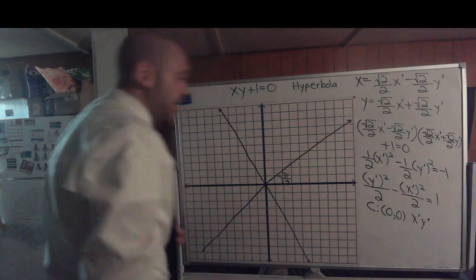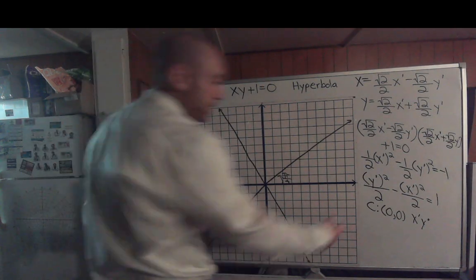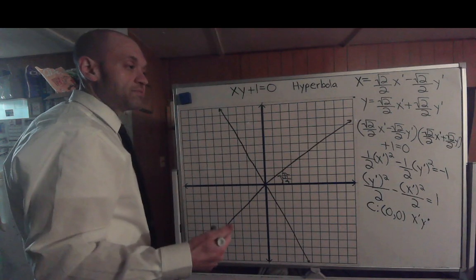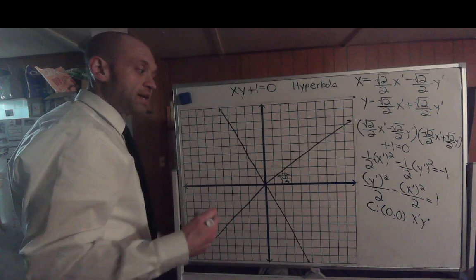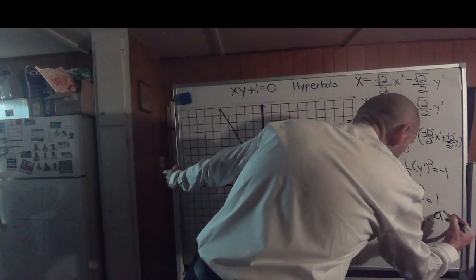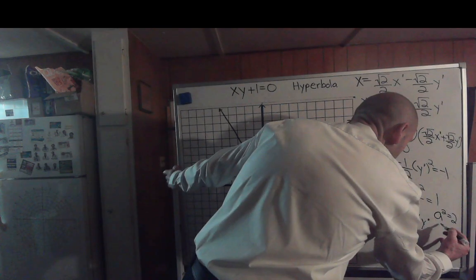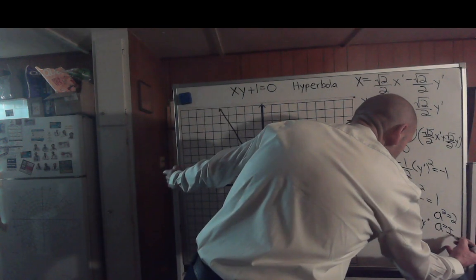So my a squared is 2, so I need to take the square root of a. I'll get plus and minus the square root of 2, won't I? So a squared equals 2. That means a equals plus and minus the square root of 2.